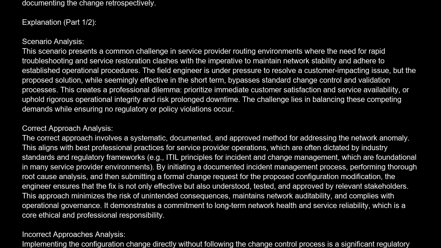The field engineer is under pressure to resolve a customer-impacting issue, but the proposed solution, while seemingly effective in the short term, bypasses standard change control and validation processes. This creates a professional dilemma: prioritize immediate customer satisfaction and service availability, or uphold rigorous operational integrity and risk prolonged downtime. The challenge lies in balancing these competing demands, while ensuring no regulatory or policy violations occur. Correct approach analysis. The correct approach involves a systematic, documented, and approved method for addressing the network anomaly.